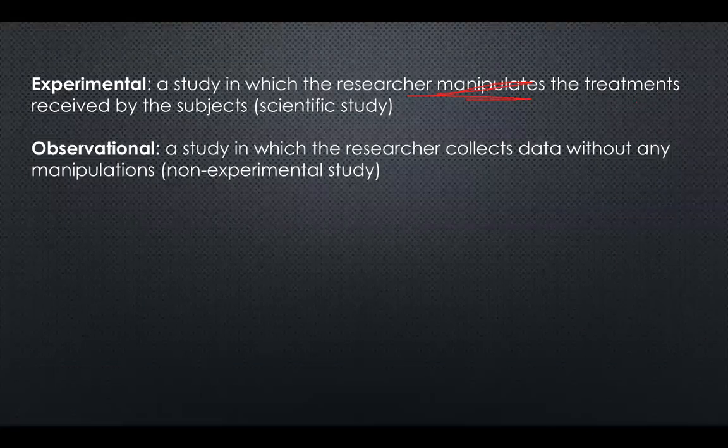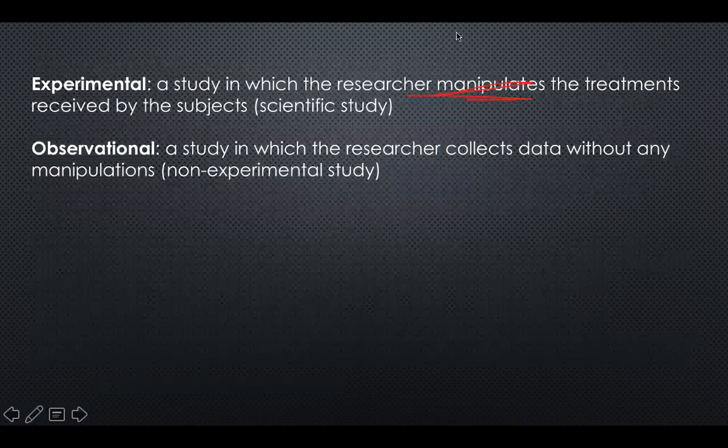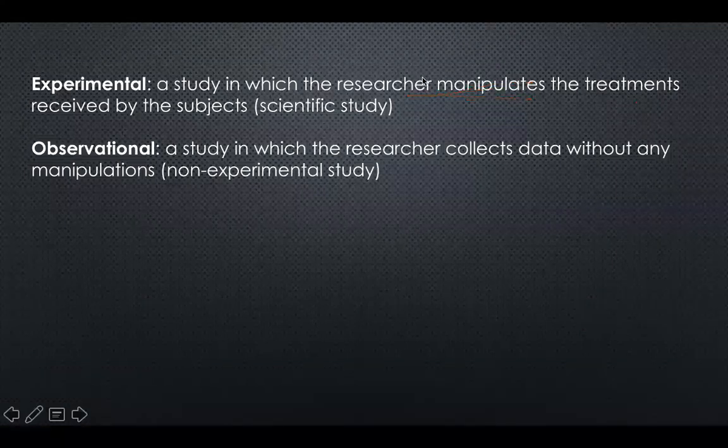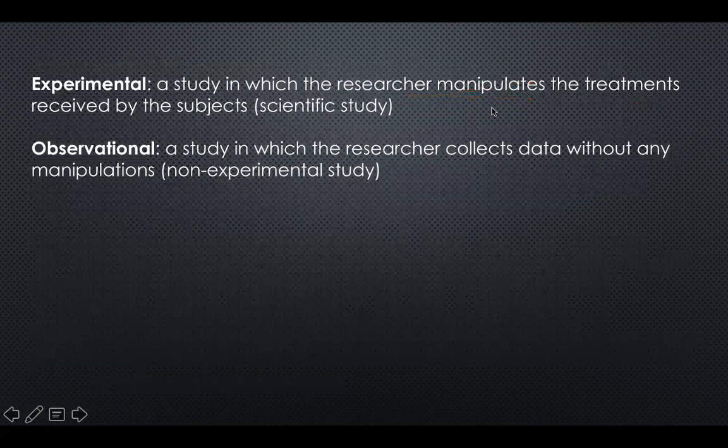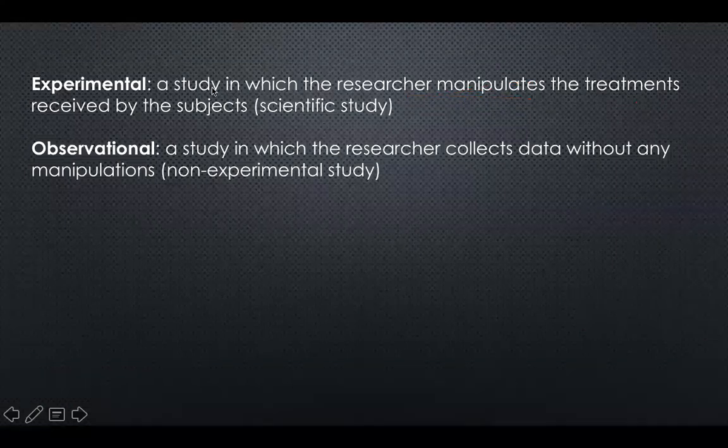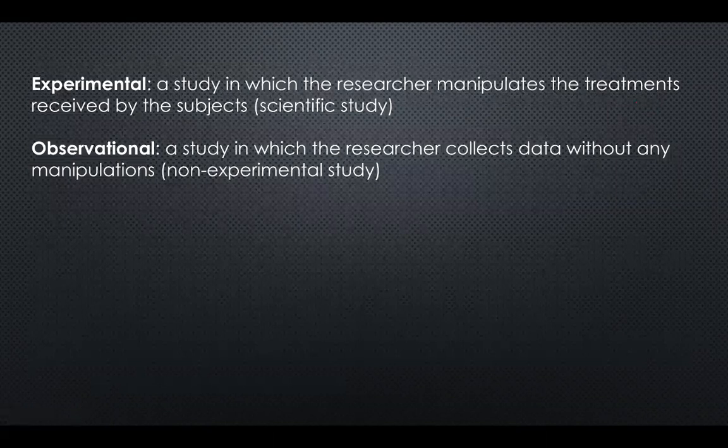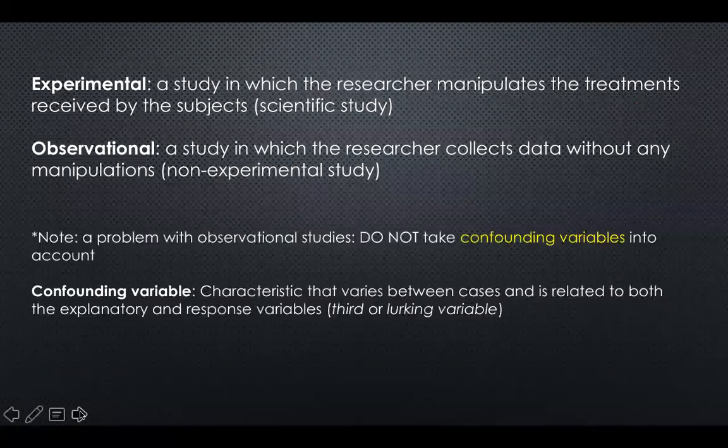That is probably the biggest difference between an experimental study and an observational study. You'll definitely want to note that the subjects are manipulated, they are changed, they do something that they wouldn't normally do necessarily. But in an observational study, the researcher collects data without any manipulations at all, so everything is left to nature. The subjects are in control of what they do. It's also known as a non-experimental study.